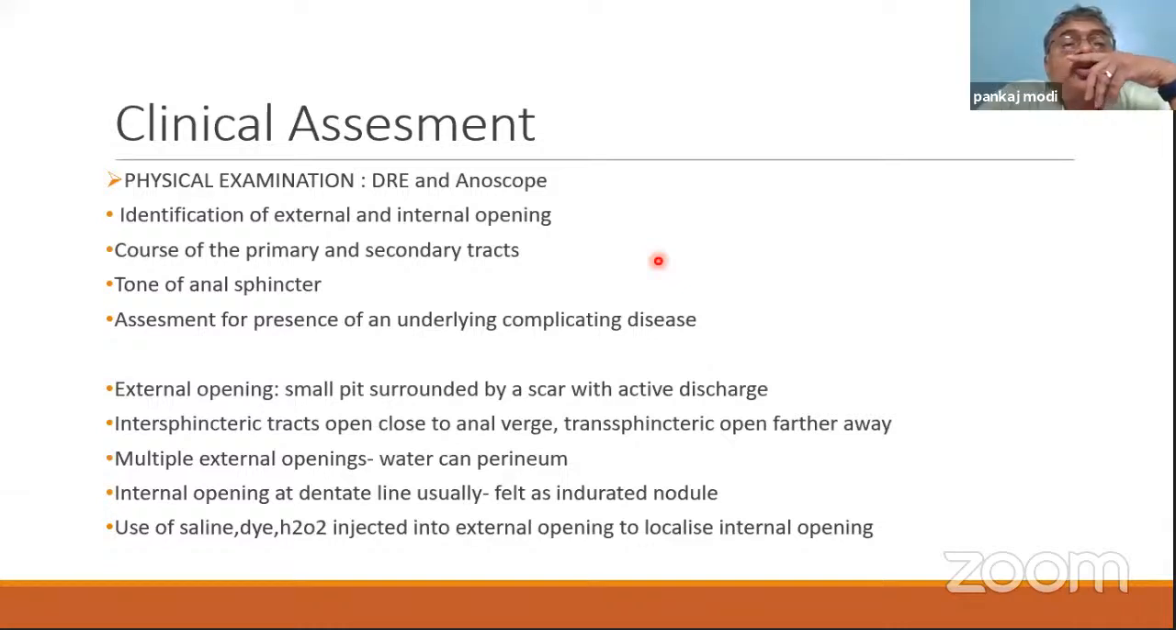Why did you use the word anoscope and not proctoscope? The proctoscope is longer than an anoscope. So you don't need the longer one? No, sir. Proctoscope will also come. No, "will" means you have to be very sure. What is the full form of DRE? Digital rectal examination. Okay. There is also one term, direct rectal examination. What is the difference?